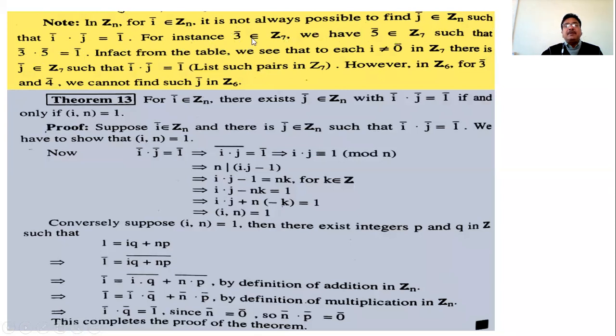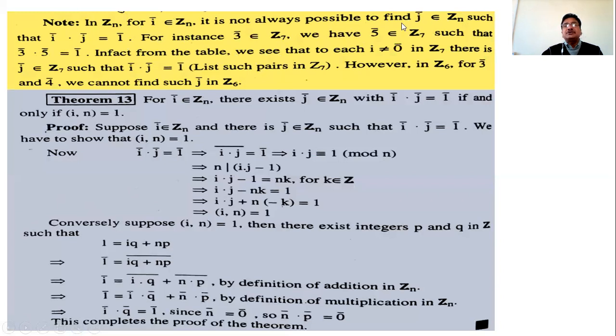If we divide 15 by 7, then 2 is the quotient. That is, 2 times 7 is 14, and 14 plus 1 is 15, so 1 is the remainder. So 3 bar into 5 bar is 1 bar. In this way, we can find I bar in Zn and J bar in Zn such that I bar into J bar is equal to 1 bar.